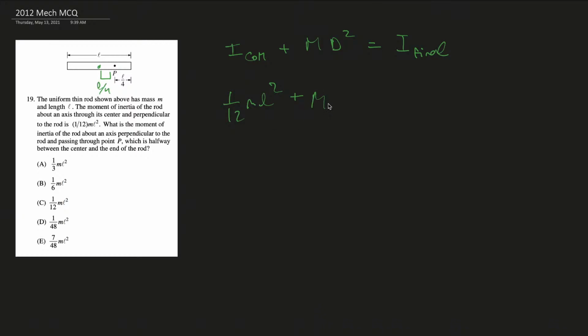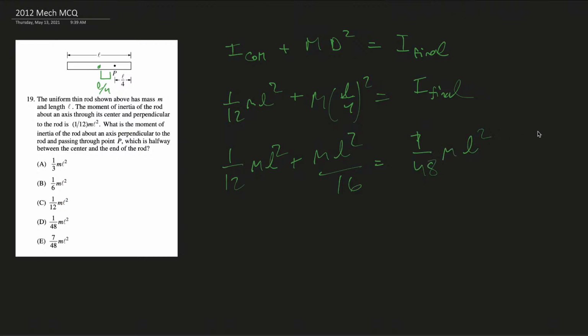So we can just write m times (L over 4) squared is equal to I final. Here this just becomes 1/12 mL squared plus mL squared over 16. If we just add 1/12 and 1/16, my calculator gives us 7 over 48 mL squared. That's going to be the final moment of inertia of the object if it's rotating about this end.